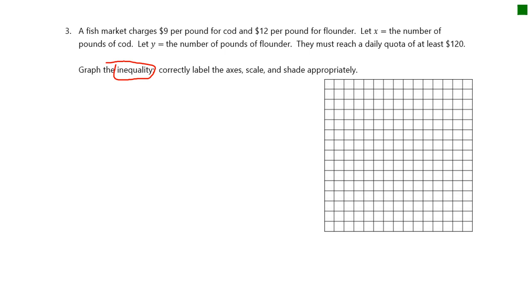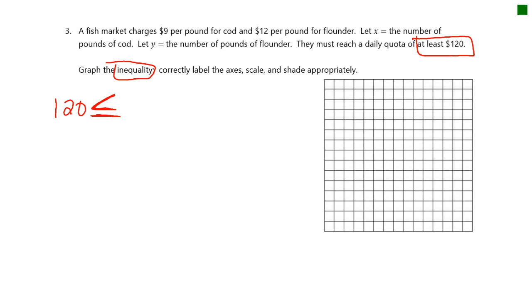It says a fish market charges $9 per pound for cod and $12 per pound for flounder. Let X be the number of pounds of cod. Let Y be the number of pounds of flounder. They must reach a daily quota of at least 120. It says at least 120, so that's how much I'm starting with, 120. The symbol I'm going to use: if it tells you at least, that means that's the least. It has to be less. Remember my symbol: less, least.